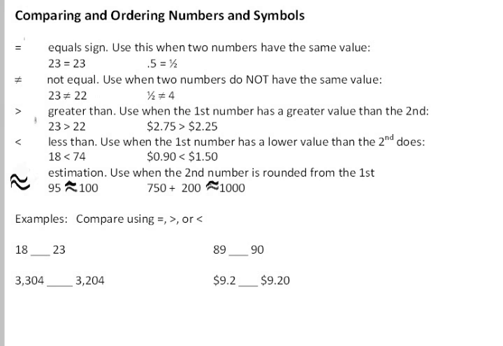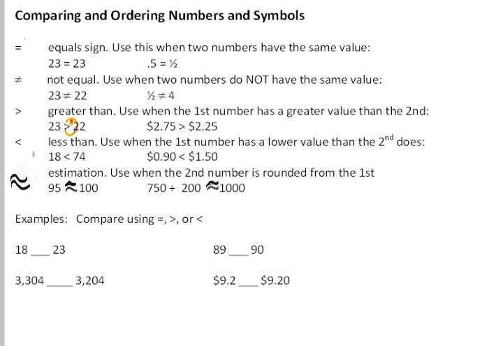The next one is the greater than symbol. We use that when the first number has a greater value than the second. For example, 23 is greater than 22. Or $2.75 is greater than $2.25. One way to remember this is that the open side of the symbol faces the larger number. So in this first example, the open side faces the 23. Or another way of remembering it is that you can make it into a little Pac-Man, and Pac-Man eats the larger number.